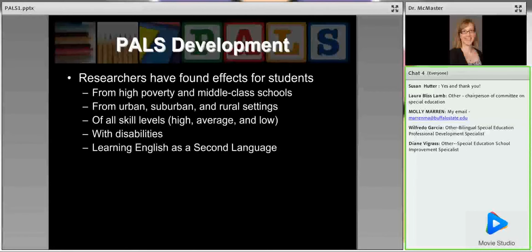And what I would say is if you're doing PALS, it's a great idea to be monitoring student progress, particularly for kids who you're concerned about, who might have been identified as at risk for later reading difficulties, just to make sure that it is having the intended effect, and when it's not, to consider what kinds of changes might be needed for those students.